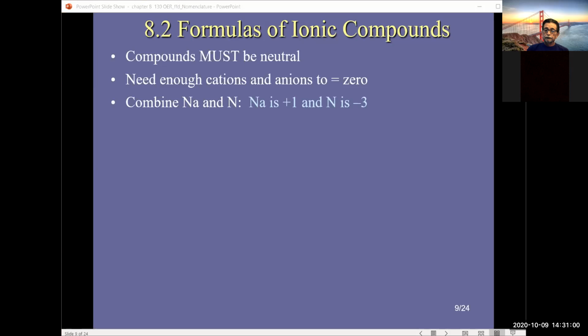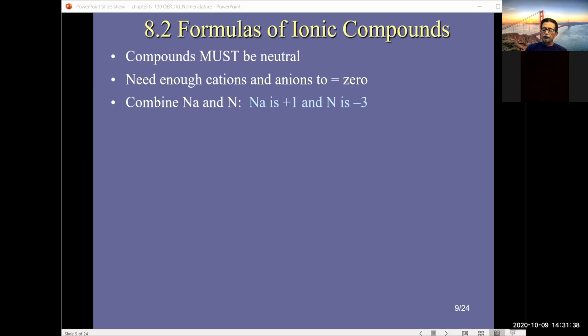Now, they say here, combine sodium and nitrogen. So right now they're just giving you the elements. The first thing to do is to convert those elements into their respective ions. We know that sodium is a +1 because it's in group 1. And we know nitrogen is a -3. It's nitride now. And so now I have them in ionic form, keeping in mind that I have to put them together with enough of each to equal 0.